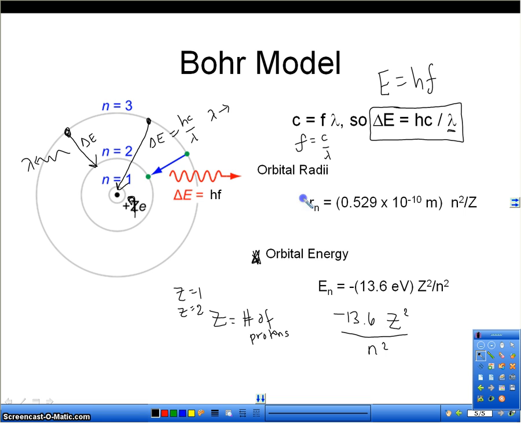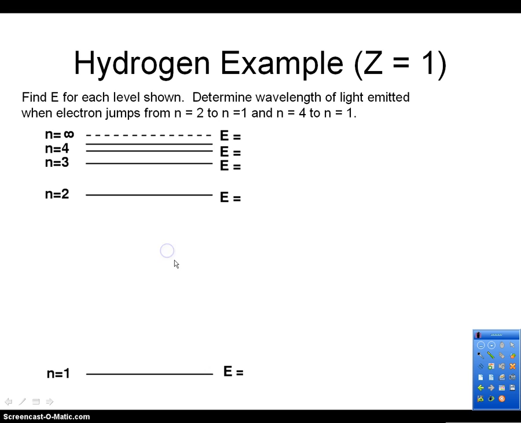The last little formula here is in the middle. You don't use it as often, but it tells you what radius those particular orbits are at. This is the smallest radius of the hydrogen atom, and you multiply that times n squared and divide by Z, the atomic number. All right, so we're going to use hydrogen as an example. We'll do an example with hydrogen on the next slide.